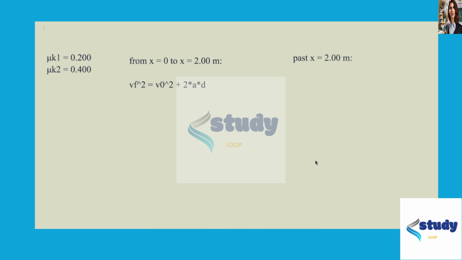Question 5.66. We have a box sliding with a constant speed of 4 meters per second. At first it is on a horizontal frictionless surface, but then at x equals 0, the box encounters a rough patch, and the surface becomes rougher.